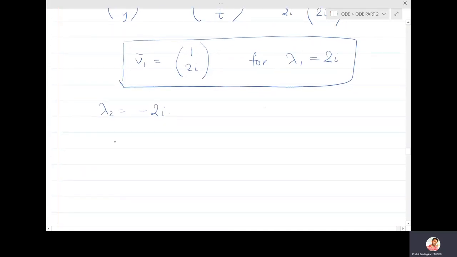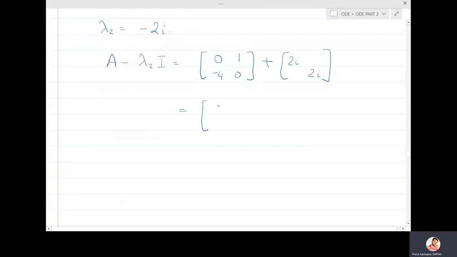So for that, when I do A minus lambda I with lambda equal to minus 2i, which is 0, 1, minus 4, 0, minus of minus will become plus 2i. So it will become 2i and 2i on the diagonal. I get this as 2i, 1, minus 4, 2i. Okay, now again, my target here will be to make this entry minus 2i so that I can adjust the two rows.